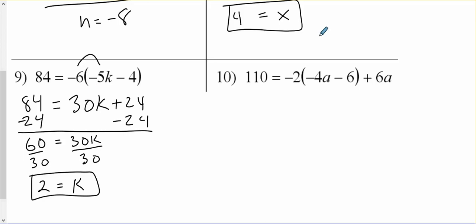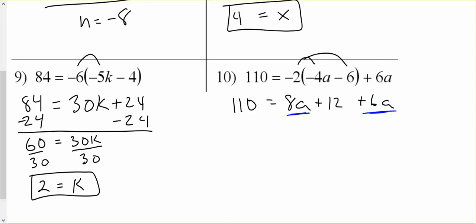10. Let's distribute. So we have to distribute first. 110 equals a negative times a positive makes a positive 8a. -2 times -6 makes positive 12 plus 6a. Now we've got like terms. I've got 8a and 6a, so those are going to combine to make 14a plus 12.